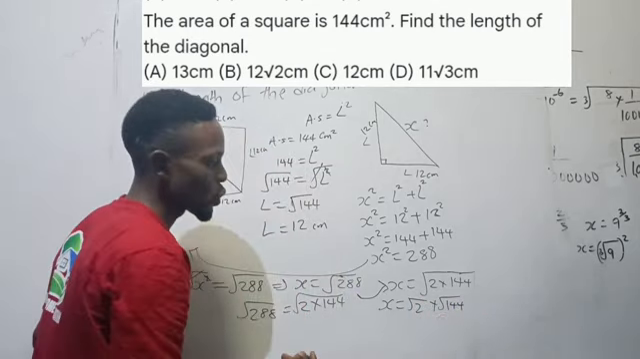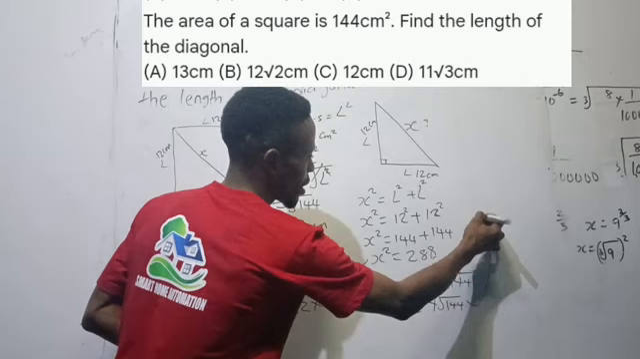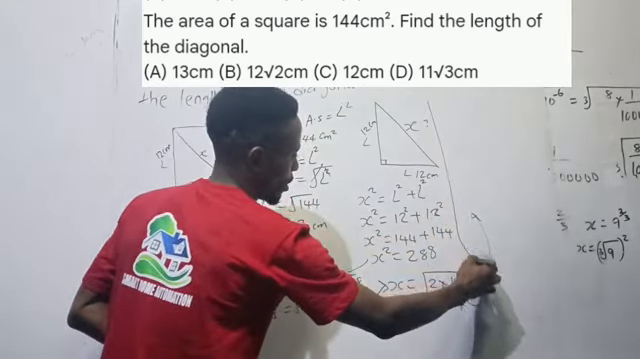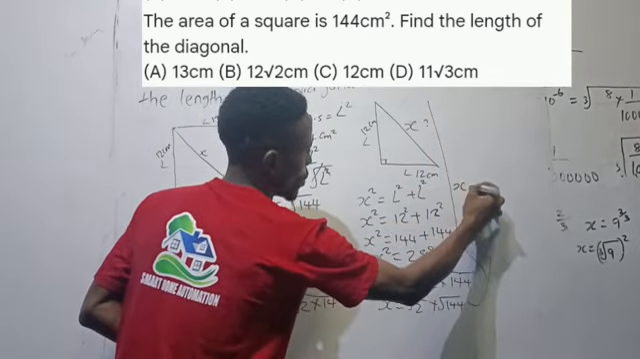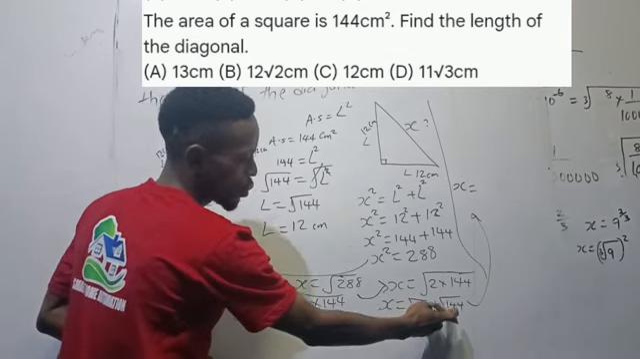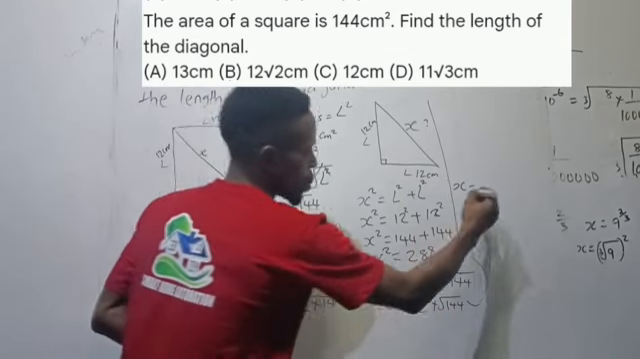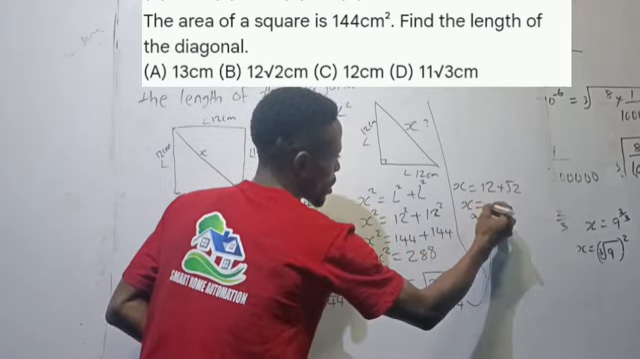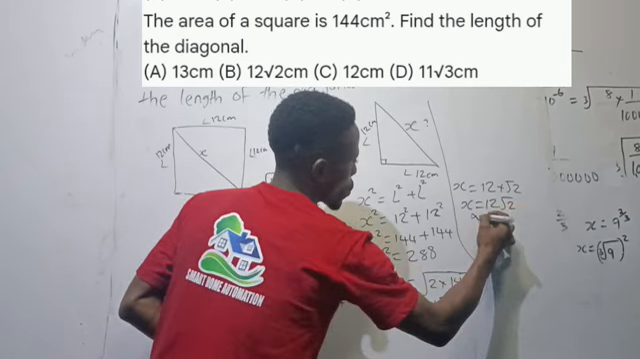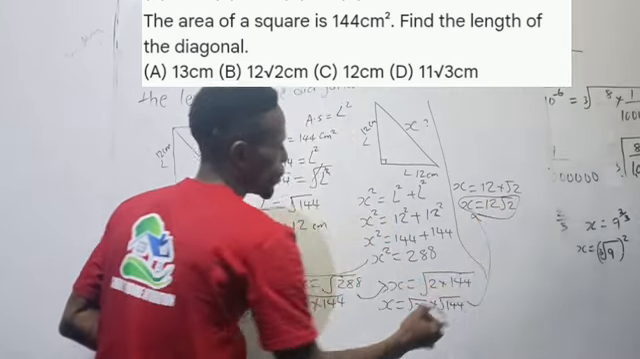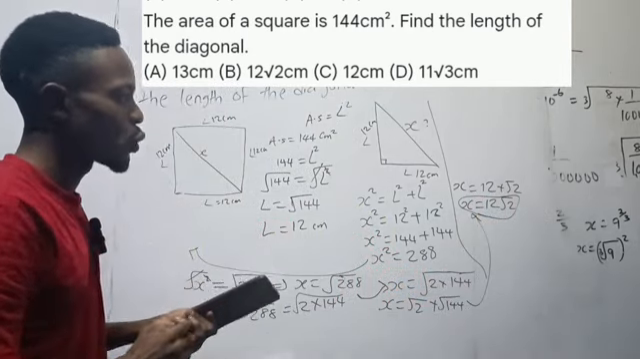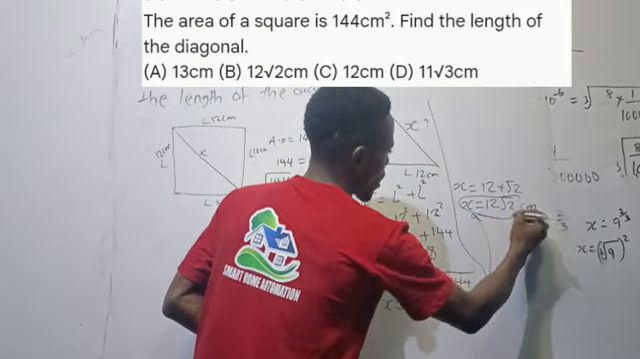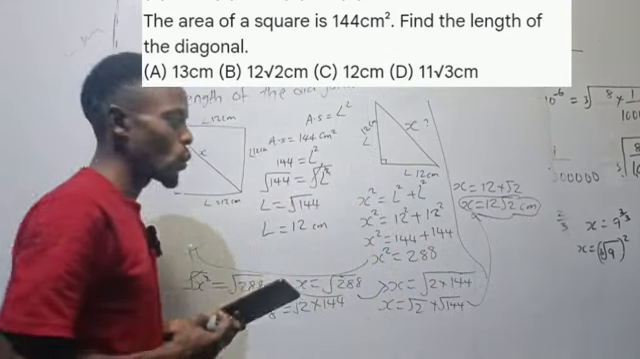And root 144 is equal to what? Let me write it out in this space. We have S now equal to root 144, that is 12, multiplied by root 2. That is the same as 12 root 2. So the answer is 12 root 2. It is talking about the length, so let's put our centimeter. The answer is 12 root 2 centimeter.